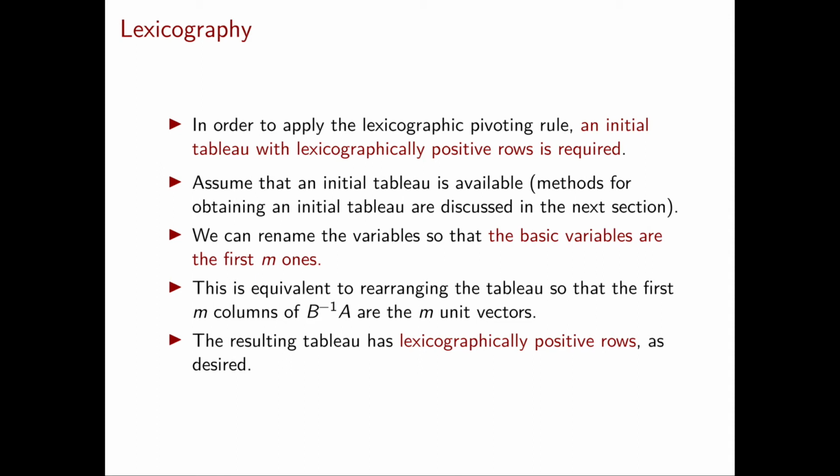The idea is to use the fact that the columns corresponding to the basic variables are unit vectors. So what we can do is rename all the variables so that the basic variables are the first m ones. Then in our tableau, the first m columns will be the m unit vectors. This implies that except for the 0th column, in every row, the first non-zero entry will be a 1. Therefore, all the rows will be lexicographically positive, as required. So we have shown that no matter what our initial tableau looks like, we can always transform it into an equivalent one that satisfies the assumptions of our theorem 3.4.